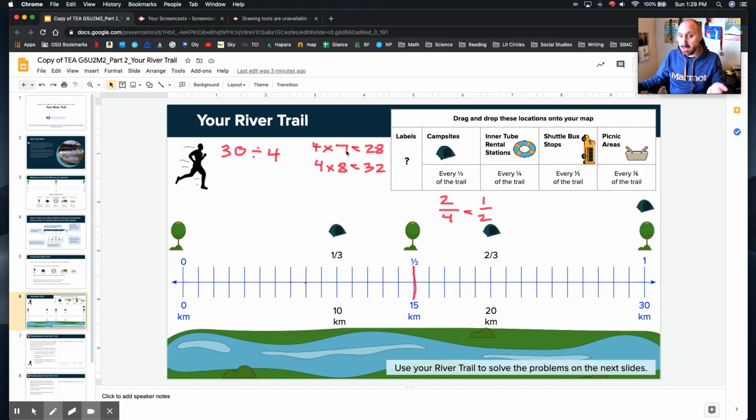So remember, we talked about it's going to be somewhere between the 7 and 8 mark. So here's the 7 kilometers. Here's the 8 kilometers. It's going to be right here in the middle. What number is between 7 and 8? That is half of 15.